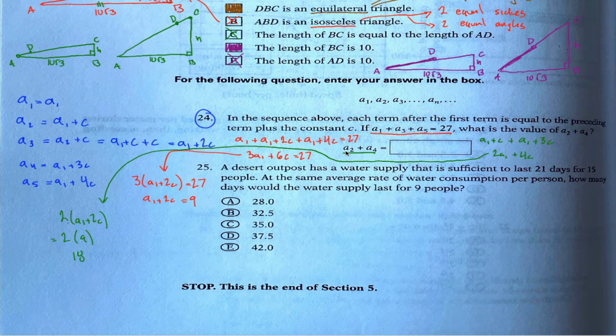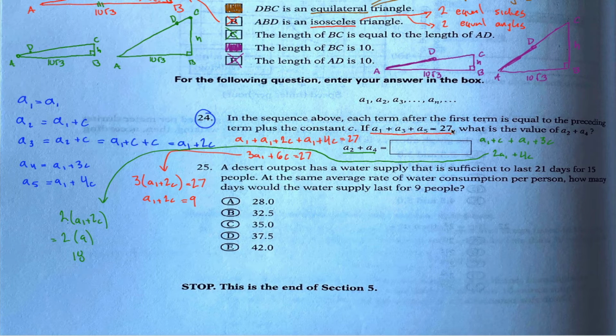The fact that they're asking you what A2 plus A4 is equal to, when all we know is that A1 plus A3 plus A5 equals 27, tells us that A2 plus A4 must always be equal to the same number anytime A1 plus A3 plus A5 equals 27. What I'm saying is we can choose A1 to be whatever we want and C to be whatever we want as long as A1 plus A3 plus A5 equals 27.